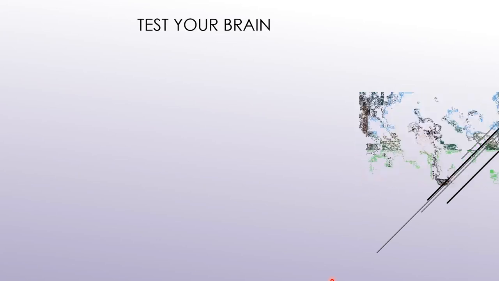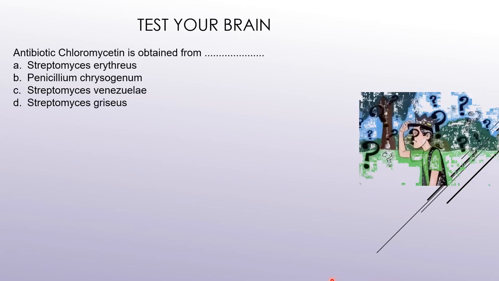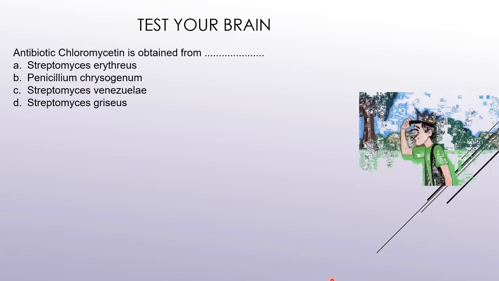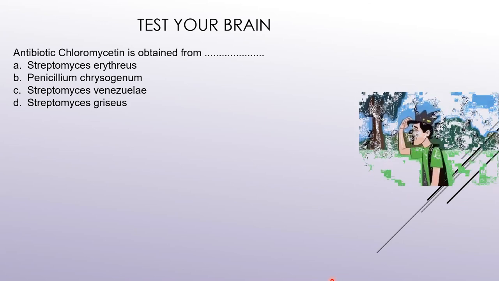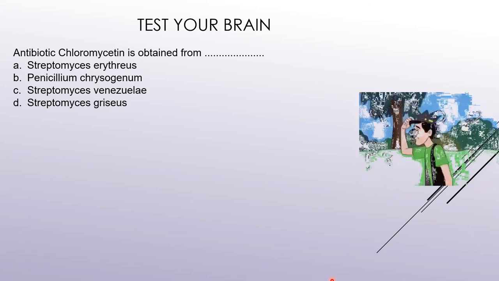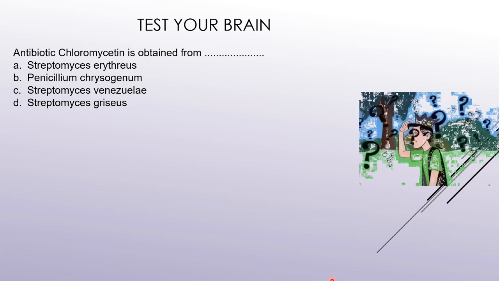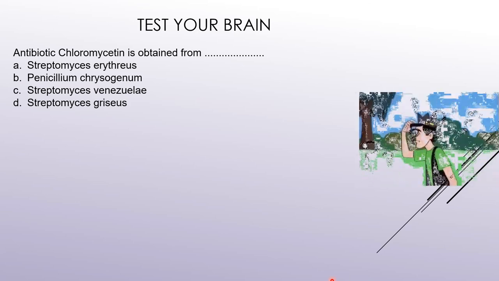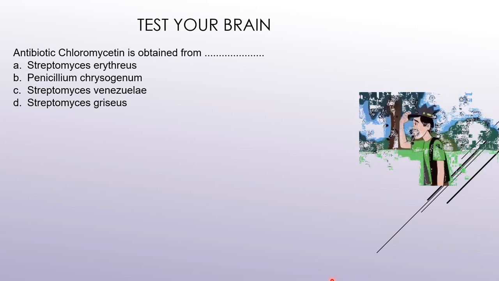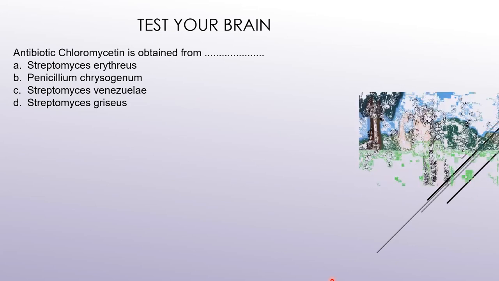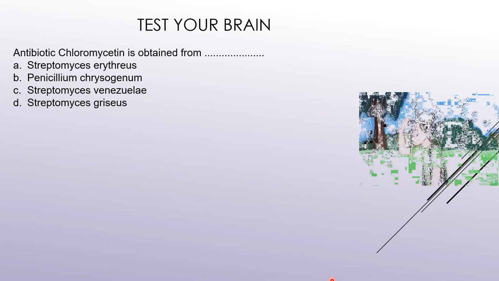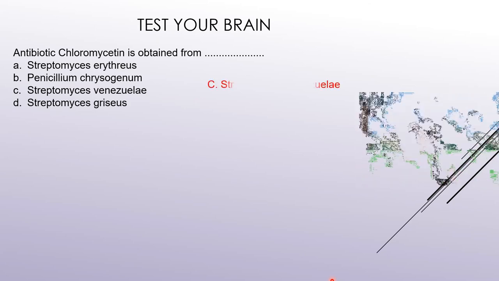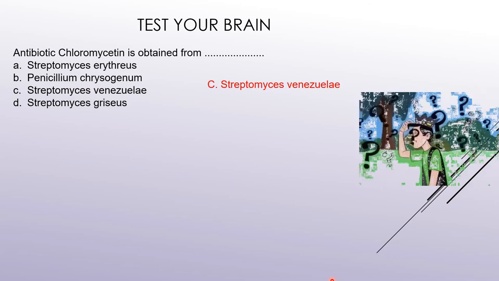Now it's the time for you all to test your brain. Your very first question is, antibiotic chloromycetin is obtained from A. Streptomyces erythreus, B. Penicillium chrysogenum, C. Streptomyces venezuelae or D. Streptomyces griseus. You can take your time, pause the video, write down the answer and then check. And the correct answer is Streptomyces venezuelae.